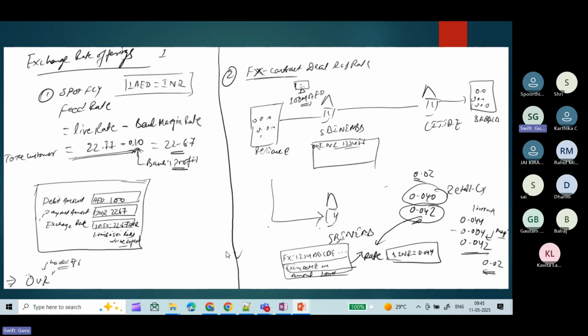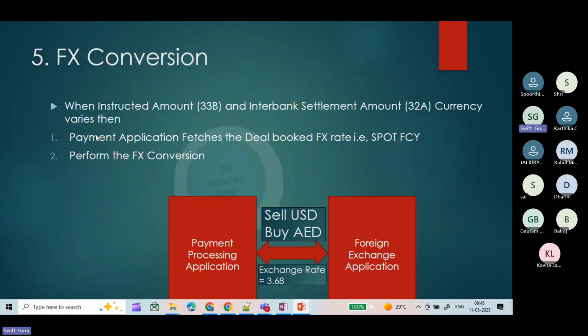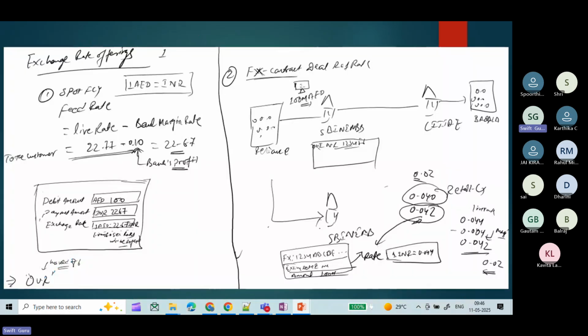Once they get this live rate, in the FX system itself they maintain what rate is to be offered for this particular currency pair. So in that also, the banks will make a profit. Banks make a profit from the exchange rate on the foreign currency, cross-currency transaction, plus they also charge individual transaction-level charges, so that much profit they have.